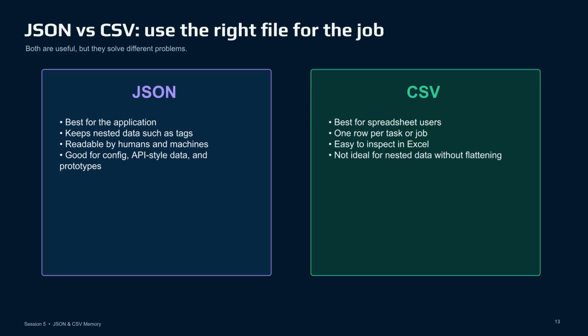So when should you use JSON versus CSV? JSON is excellent for your application's internal data, especially with nested structures like tags. CSV is better for spreadsheet users who need to inspect data easily, though it's not ideal for complex, nested data.